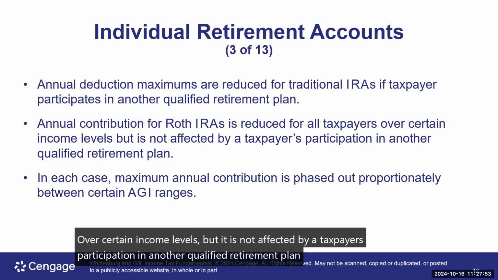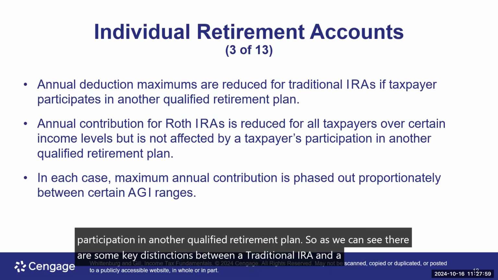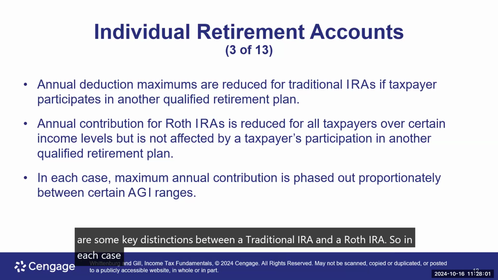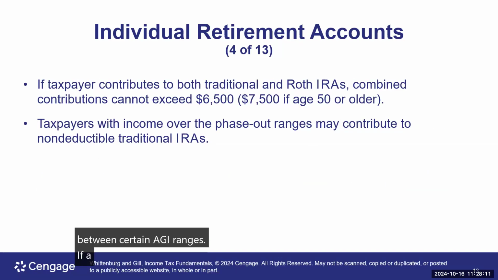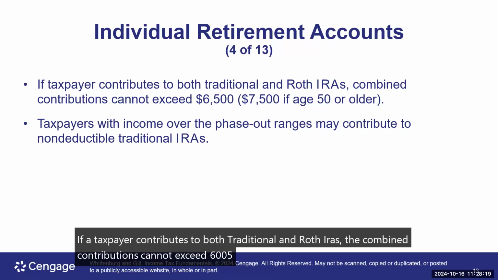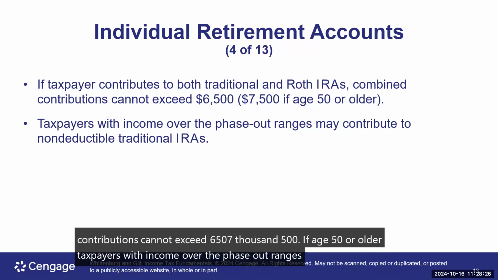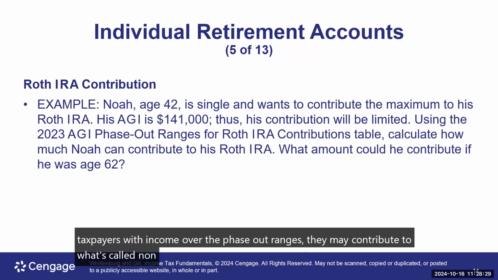So as we can see, there are some key distinctions between a traditional IRA and a Roth IRA. In each case, the maximum annual contribution is phased out proportionately between certain AGI ranges. If a taxpayer contributes to both traditional and Roth IRAs, the combined contributions cannot exceed $6,500, or $7,500 if age 50 or older. Taxpayers with income over the phase-out ranges may contribute to what's called non-deductible traditional IRAs.